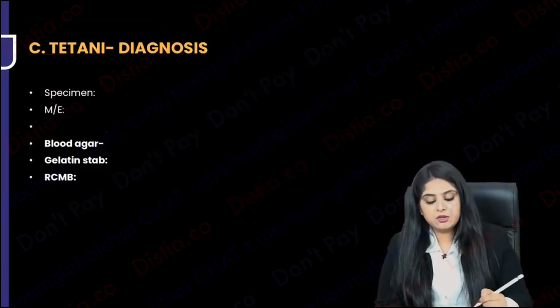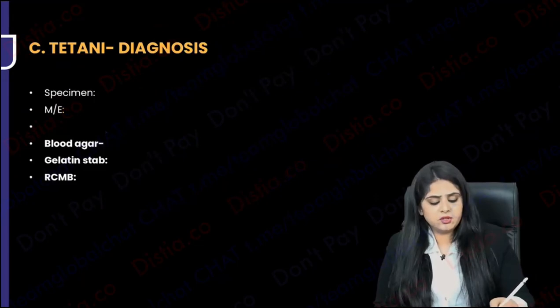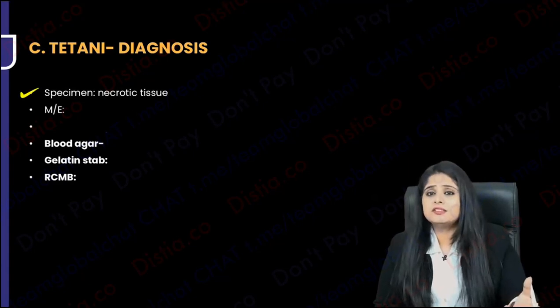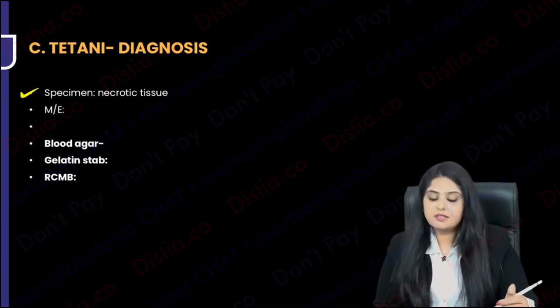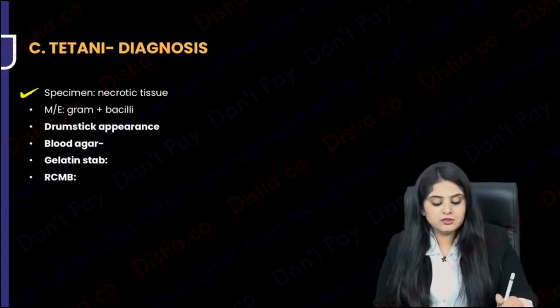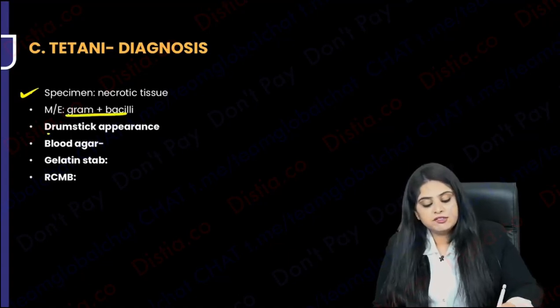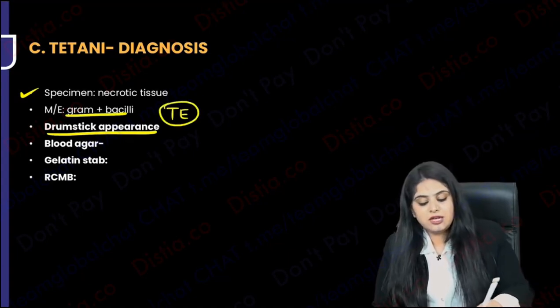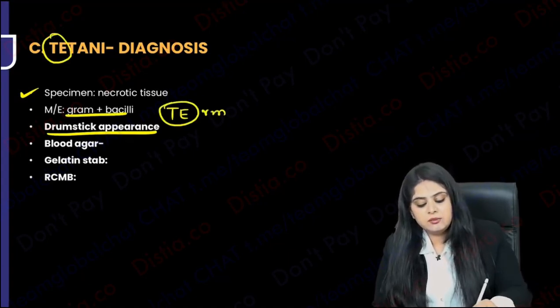Should we move on to the diagnosis? We all know what is the specimen that we are going to take. Now obviously this is all associated with the muscles and the dead tissue. So we'll take the necrotic tissue. Do I already know if this is a gram positive organism and what kind of spores it has? We've already studied it. Ma'am, it has a drumstick appearance, because it has TE for tetani and TE for terminal spores. Do you want to see a picture of those terminal spores?